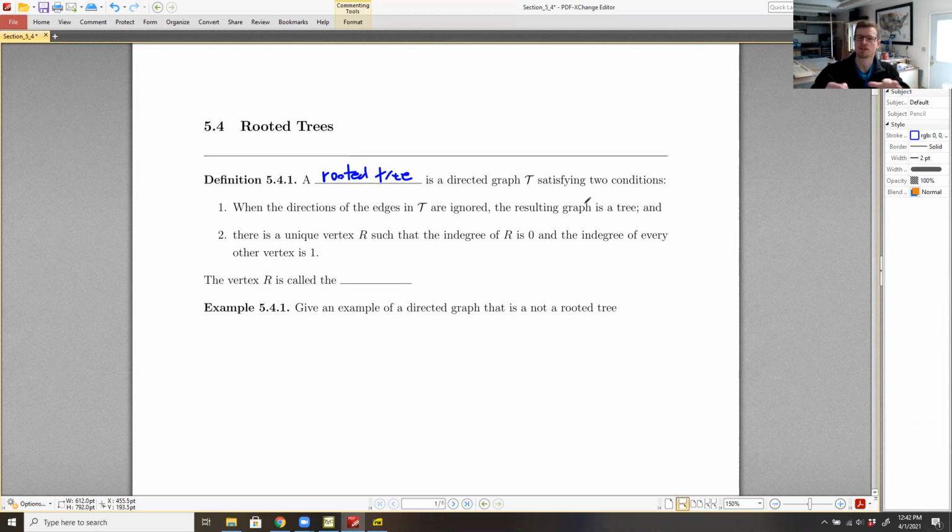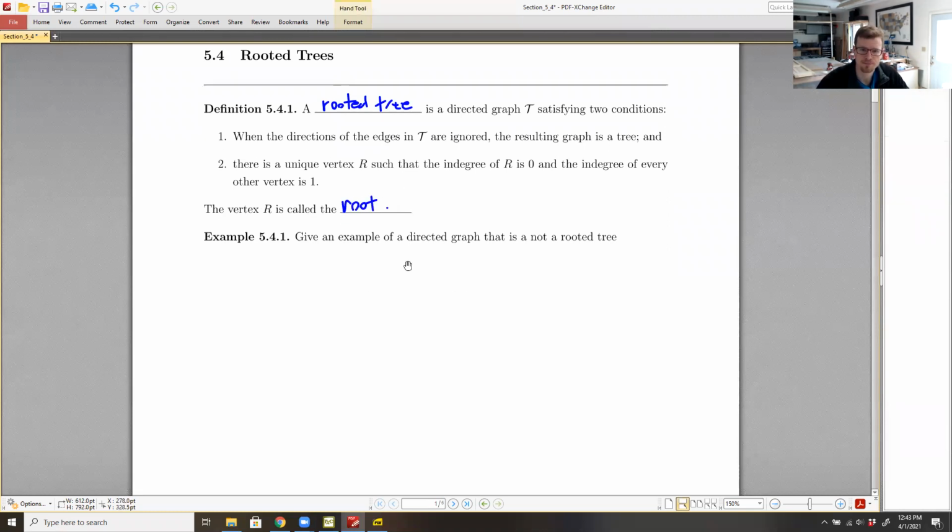Okay, so there's two things in that second condition. The second condition requires that one vertex has in degree 0 and that all other vertices have in degree of 1. All right. The vertex R is called the root of the tree.